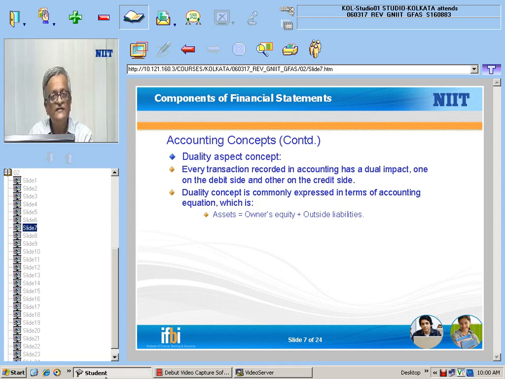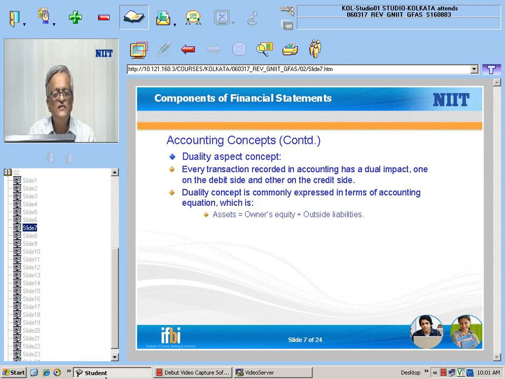Now, this debit and credit side, we shall be studying in the future sessions which will be coming. What is debit? What is credit? Which item can be considered as debit, which item will be considered as credit, which is the debit side, which is the credit side, I'll show in the future sessions. But for the time being, just understand this much: every business transaction has two aspects. One will be recorded in the debit side, the other in the credit side. This is called the duality aspect.